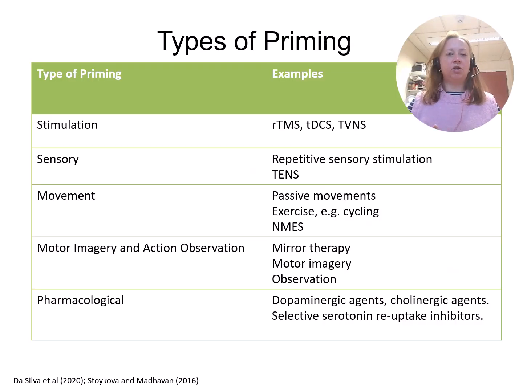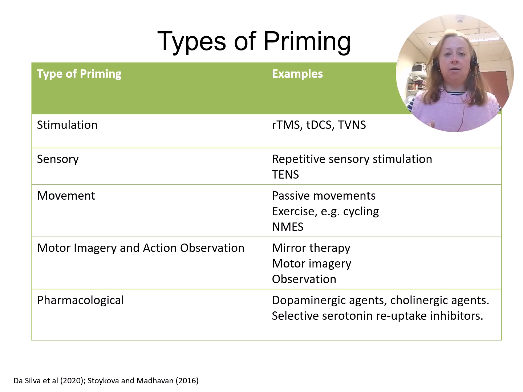Now, this table is just showing the types of interventions that could be used for the purpose of priming. And there are lots of different things, and a lot of them are things that you will use in practice anyway. You'd routinely use them as part of your clinical practice, but you might not be using them in the right way to achieve that kind of priming effect.